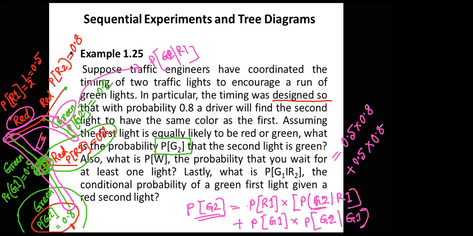Okay. So no, we have made a mistake. G2 given R1 is not 0.8, isn't it? This one is 0.2, and that will be what? 0.5 times 0.2 is 0.1, plus 0.4. That will be 0.5.